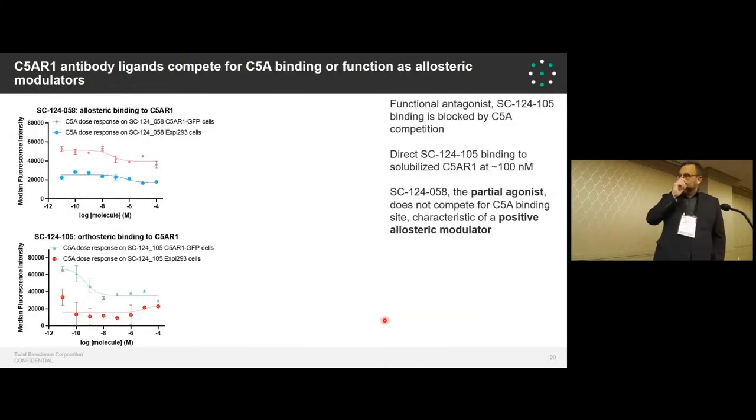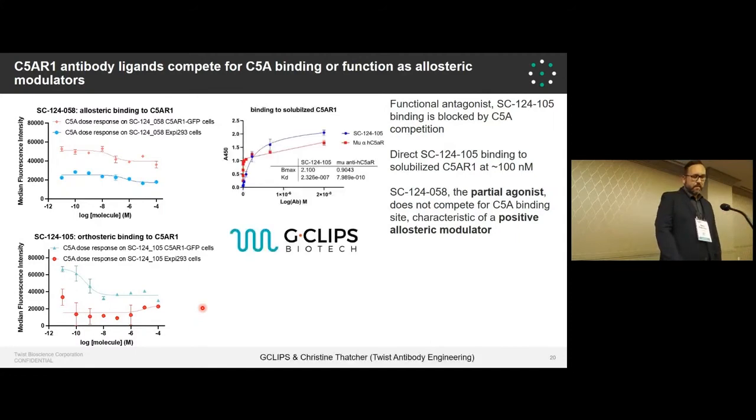I wanted to understand really the mode of binding. So I did the binding, and you do see weak binding, and you titrate in the peptide C5a for that partial agonist. There's really no blocking of the binding, but this beta-arrestin biased antagonist really gets knocked off of the receptor. So it seems to be competing for the peptide binding site, while the other one is an allosteric modulator.